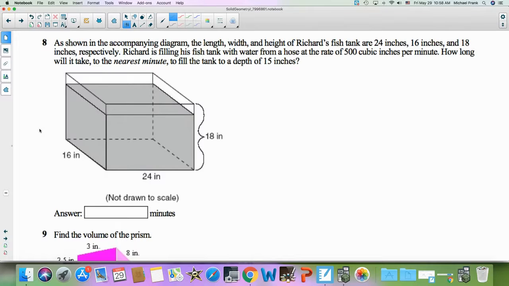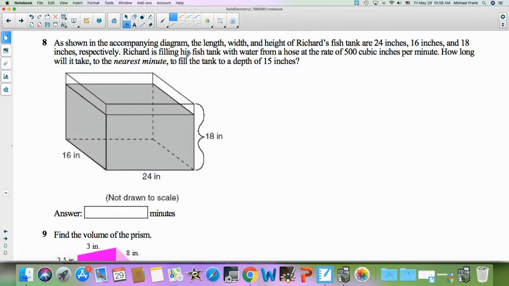As shown in the diagram, the length, width, and height of Richard's fish tank are 24 inches, 16 inches, and 18 inches, respectively. Richard is filling his tank with water from a hose at a rate of 500 cubic inches per minute. How long will it take, to the nearest minute, to fill the tank to a depth of 15 inches? Oof. Well, this I don't like for a couple reasons.